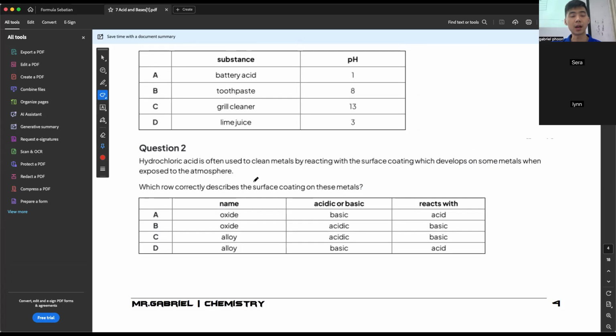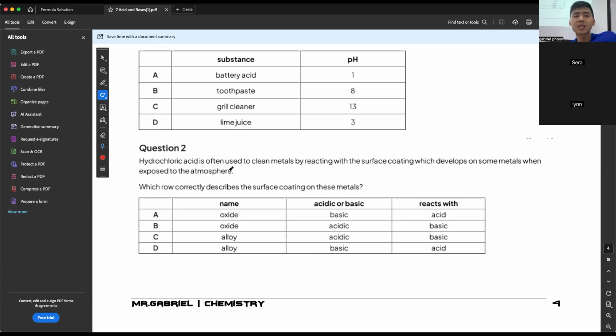Hydrochloric acid is often used to clean metals by reacting with a surface coating, which develops on some metals when exposed to the atmosphere. Which role describes the surface coating on these metals? Whenever we talk about this surface coating of metals, we use aluminium as an example. Aluminium is non-reactive by nature because it forms a natural layer of oxide, which is non-reactive. So whenever we talk about coating of metals, it will always be an oxide layer.